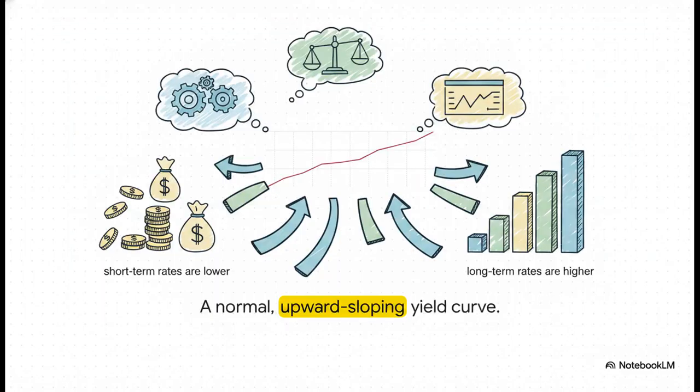Now, when we plot these yields out over varying maturities from a quick 1-month bill all the way out to a 30-year bond, we generally get a normal upward-sloping yield curve. Short-term rates sit lower, long-term rates sit higher. Pretty standard. But what are the underlying macroeconomic theories that actually shape this curve? Well, there are 3 main ones we need to talk about.